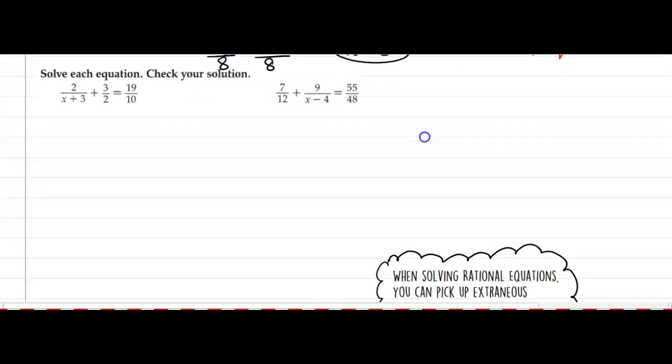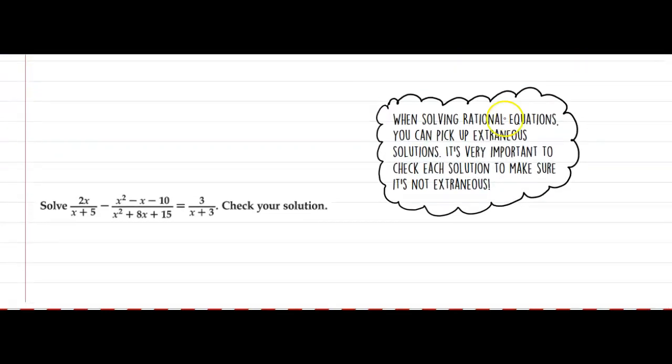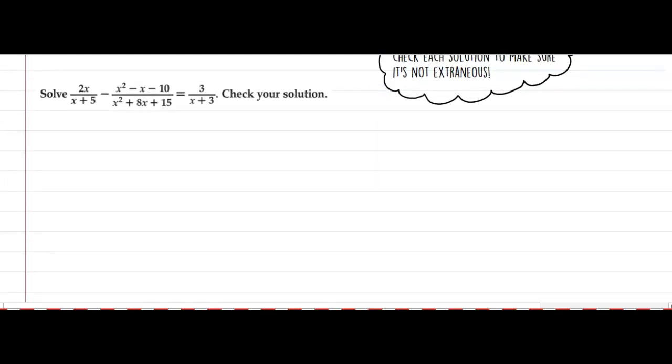It's really important to check your solution every time because when you're solving rational equations, you can pick up extraneous solutions. Let's try this next one, see what happens. First, I need to know what each denominator would factor into. I see a trinomial, which ends up being x plus 5 and x plus 3. This denominator is already factored and this one is already factored. Notice that my least common multiple must be x plus 5 times x plus 3 because every single denominator has at least one x plus 5 and at least one x plus 3.